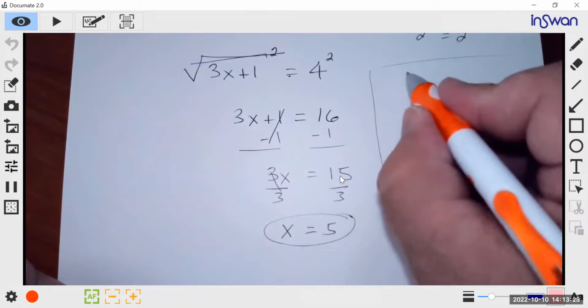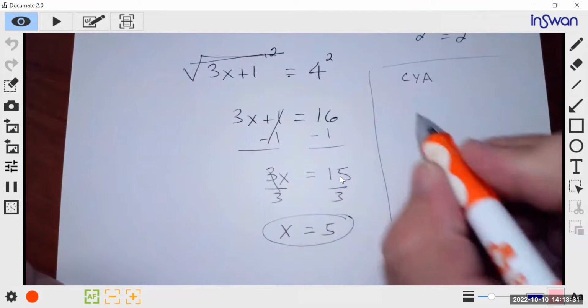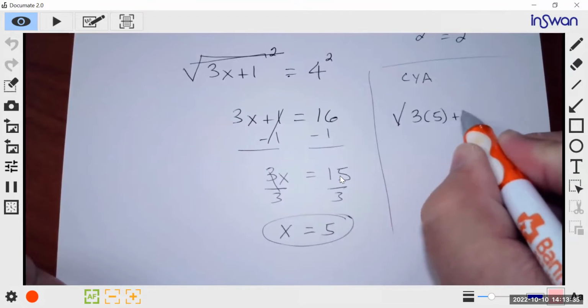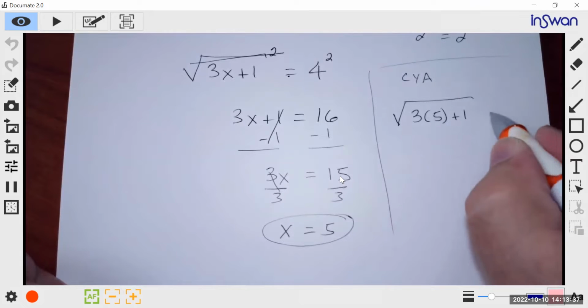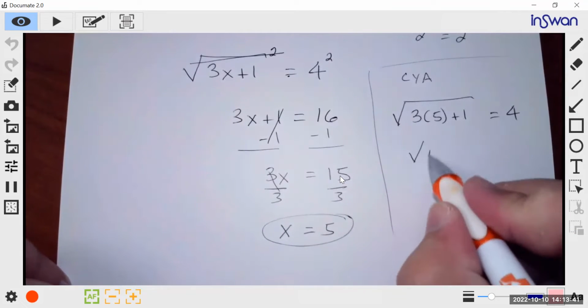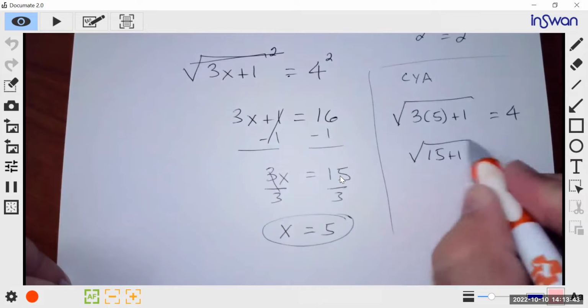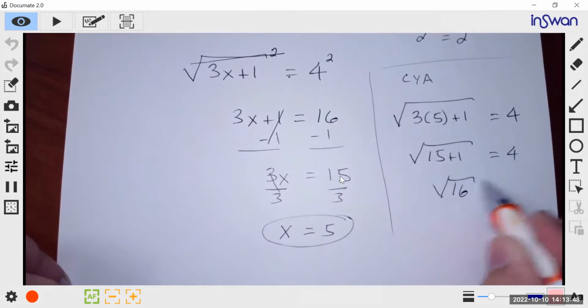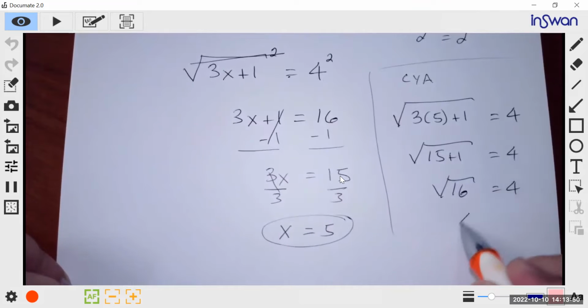And again, you have to check your answers. 3 times 5 plus 1 equals 4. 15 plus 1 is 16. Square root of 16 is 4. Check.